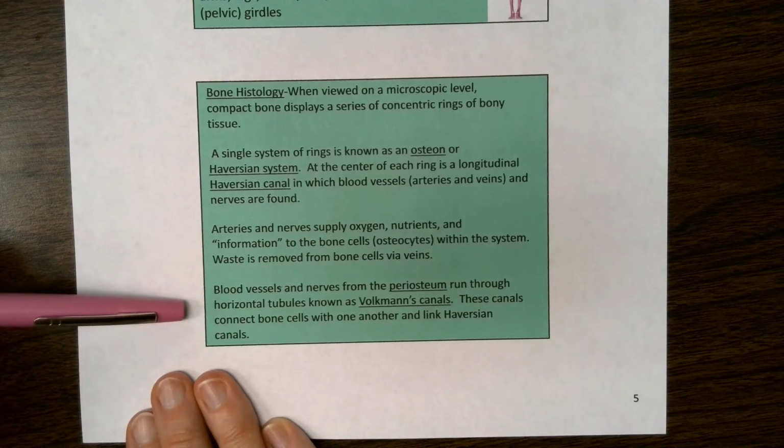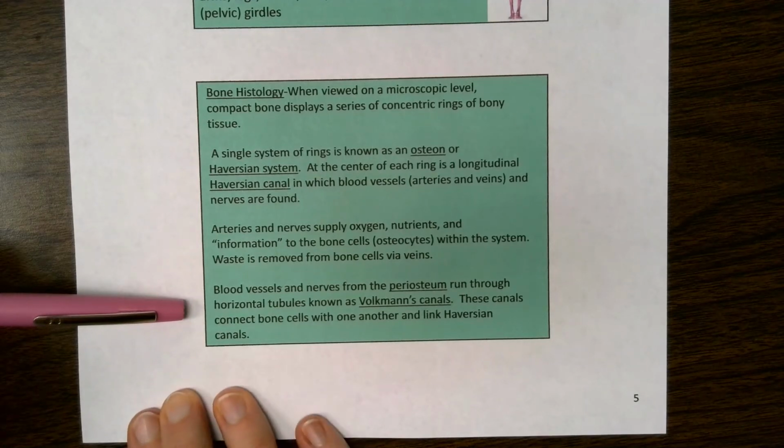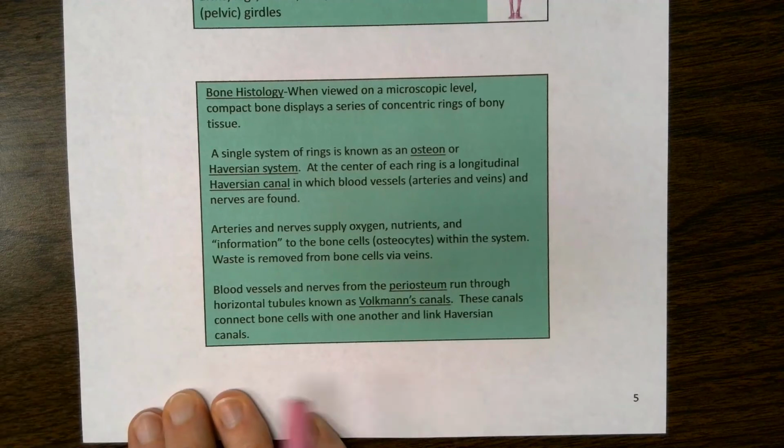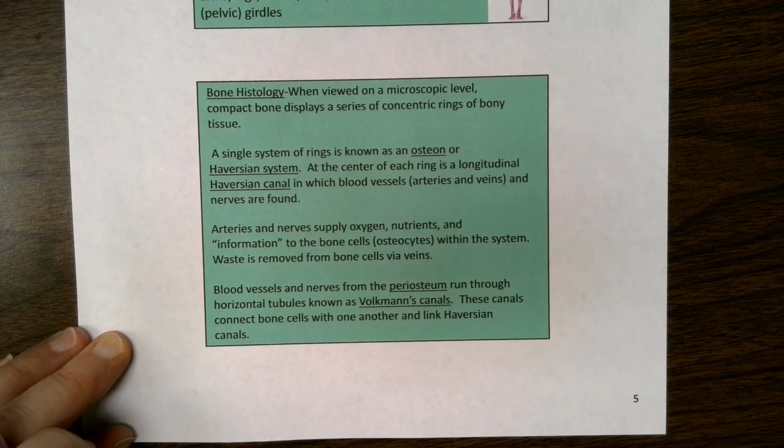If you remember back, in the first lecture PowerPoint, blood vessels and nerves are going to be really abundant in the periosteum, that connective tissue membrane that covers every bone. And then they're going to run through horizontal tubes as well that are known as Volkmann canals, that again are going to connect bone cells to each other and link Haversian canals with each other as well.